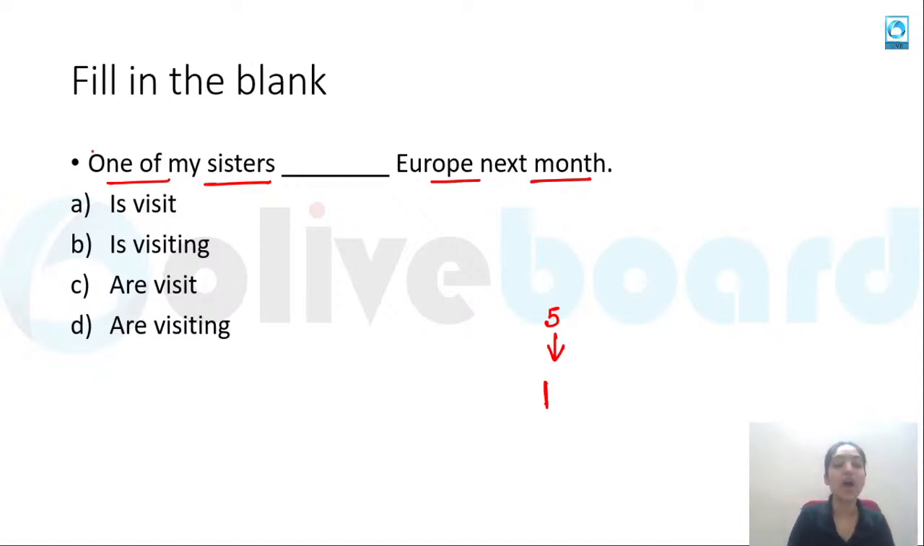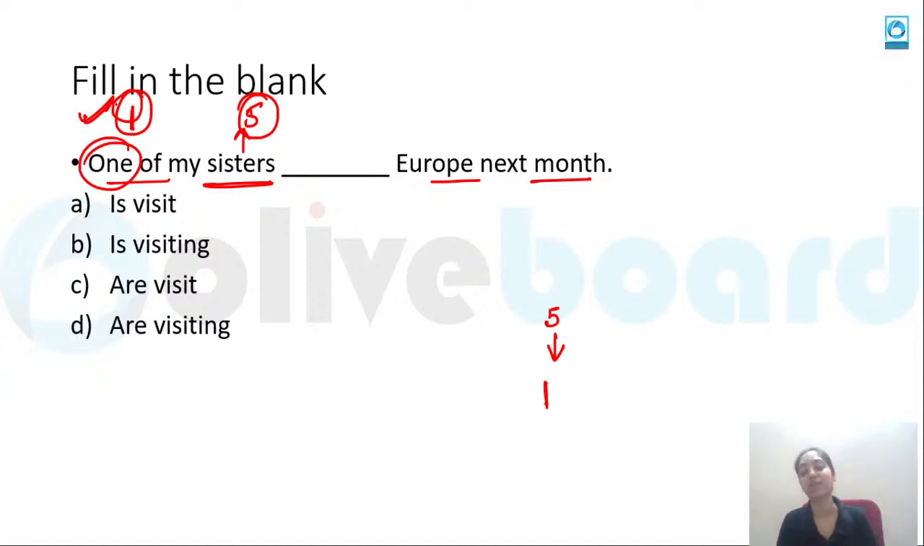So here you have to identify the subject of the sentence. You have to try and understand what is the subject. What are we essentially talking about? The sentence says one of my sisters. So suppose I have 5 sisters. Out of these 5 sisters, only one sister is visiting Europe next month. So because only one person is performing the action, this makes the subject singular.